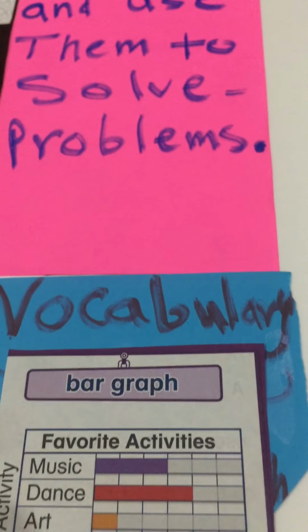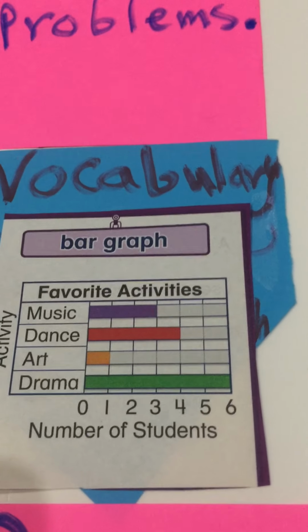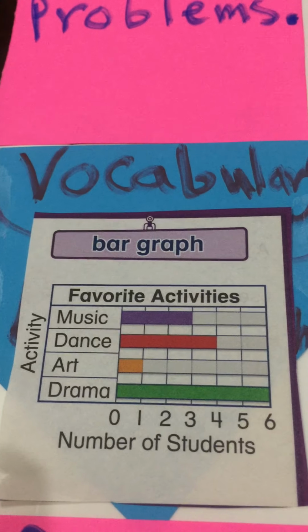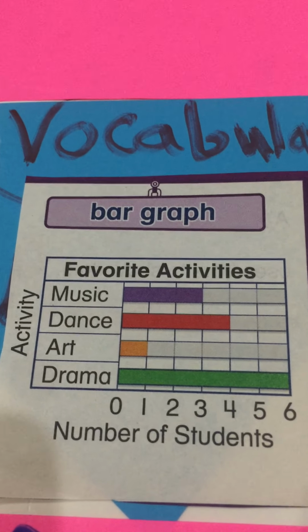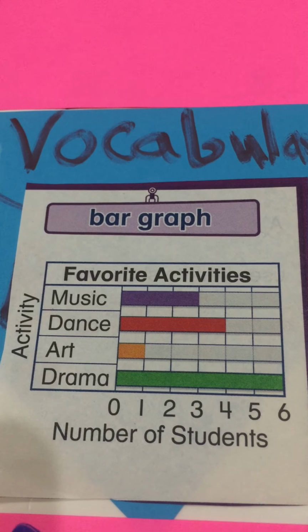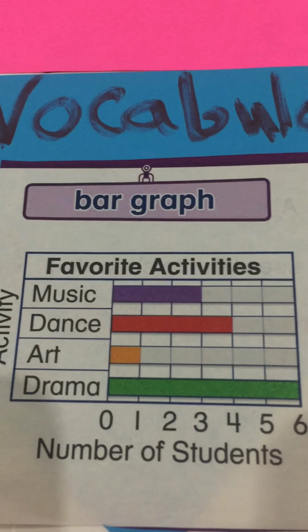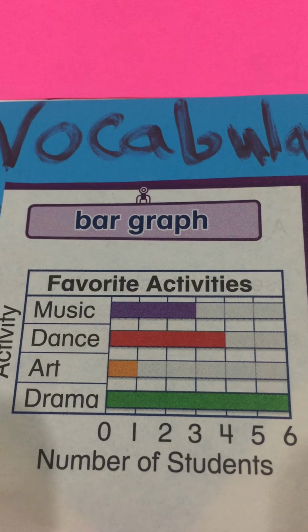What is the new vocabulary here today? Our new vocabulary is bar graph. What we mean by bar graph, boys and girls, is that it looks like this shape. This is how bar graphs look.